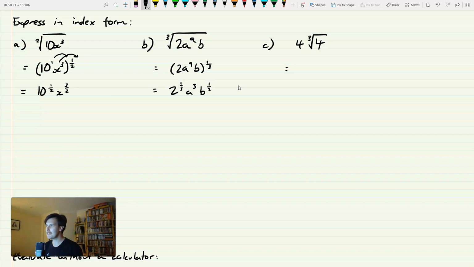I've included this one because it's a bit of a funny one. Here we've got 4 multiplied by the cube root of 4. So what I'll do for this one is say, well, that's the same as saying 4 multiplied by 4 to the power 1 over 3, which is kind of like saying 4 to the power 1 multiplied by 4 to the power 1 over 3. So using our very first index law that you would have learned a couple of years ago, we can simplify those powers by adding them together. 1 plus 1/3 is going to give you 4 over 3 for this one. So 4 multiplied by the cube root of 4 is the same as 4 to the power 4 over 3.